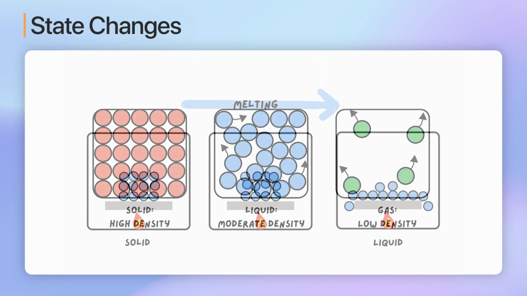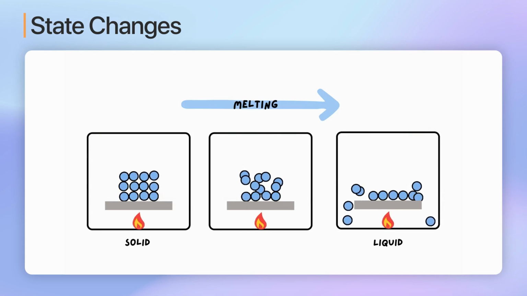First, we have melting. When a solid is heated, its particles gain energy and vibrate more vigorously until they break free from their fixed positions. This transition from a solid to a liquid is called melting. For instance, ice melting into water when heated.